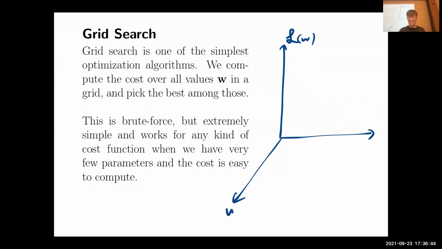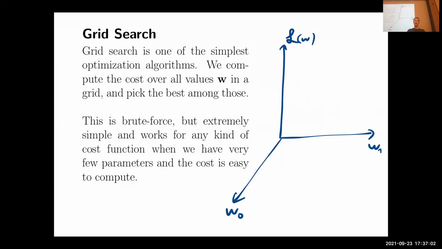Maybe W0, W1. It doesn't matter, by the way, how you index your weights. Some people prefer to start from 0, 1, 2. Some people start 0, 1, and so on. It doesn't matter here because we're not specifying the model.